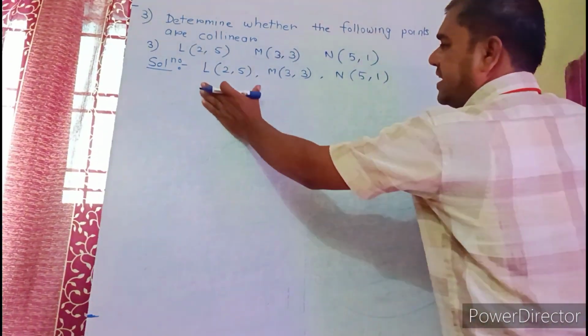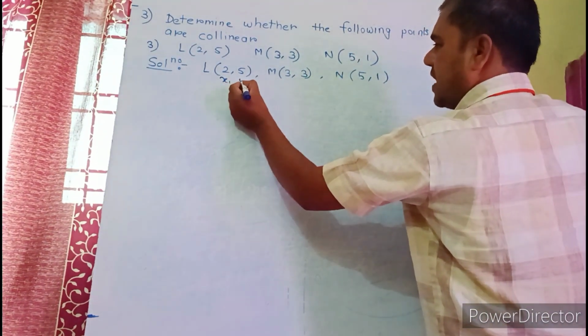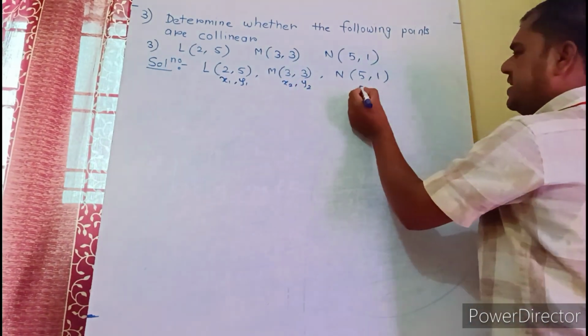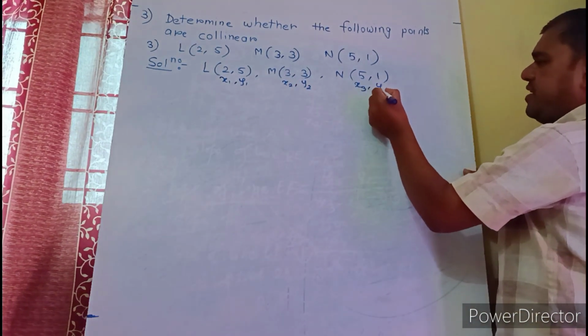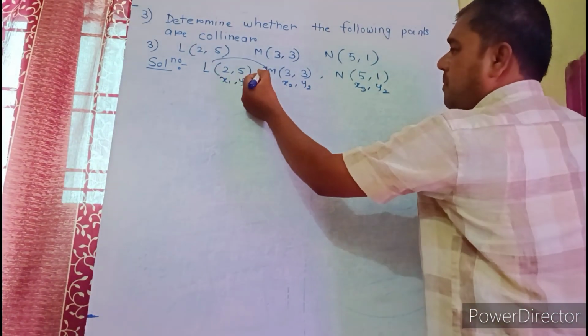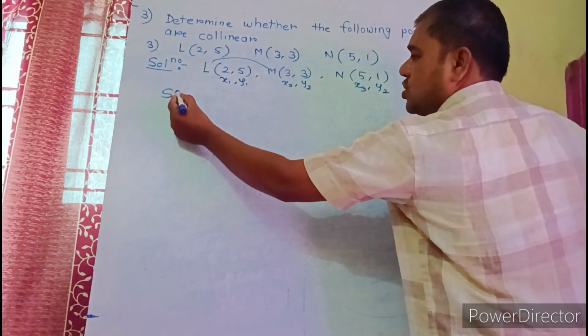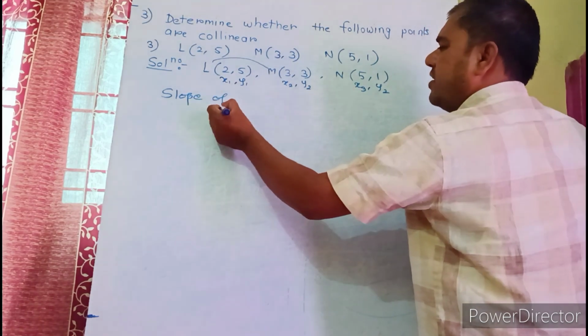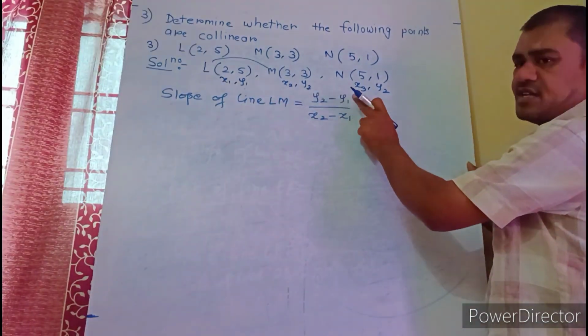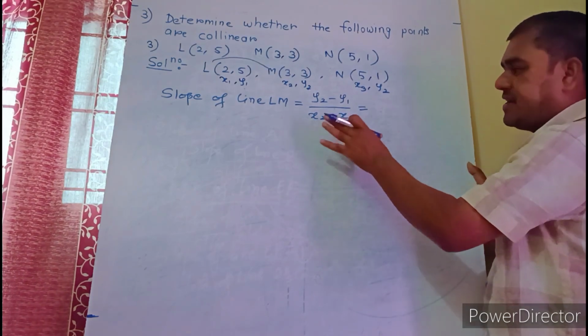Coming to question number 3, there are 3 points: point L, point M and point N. Let us consider this coordinate as x1 and y1, this as x2 and y2, and this coordinate as x3 and y3. Now we have to first find the slope of line LM, that is, y2 minus y1 divided by x2 minus x1.